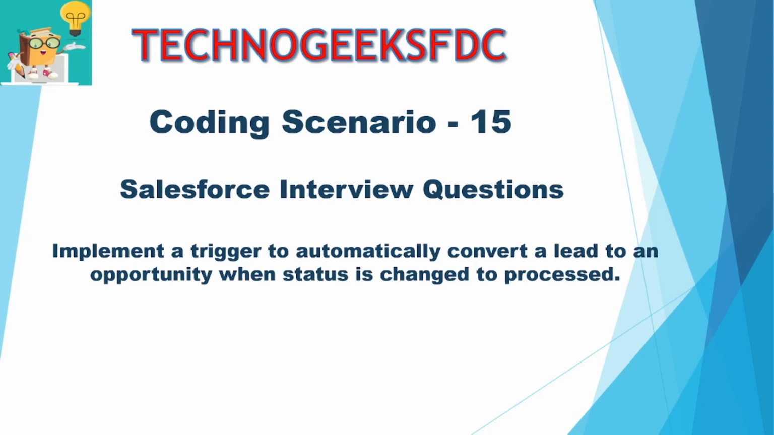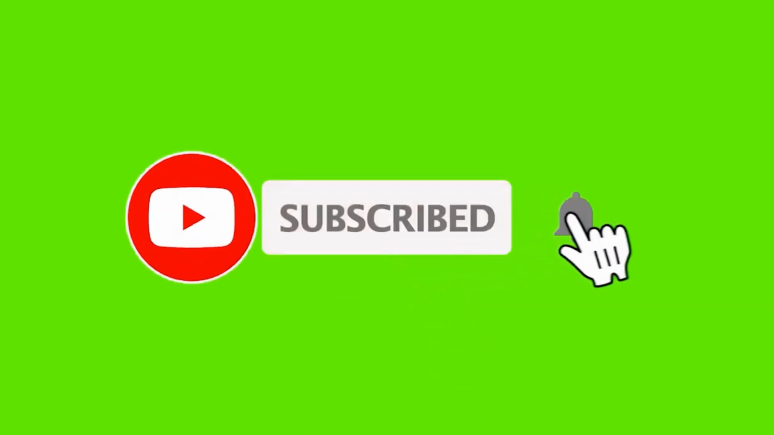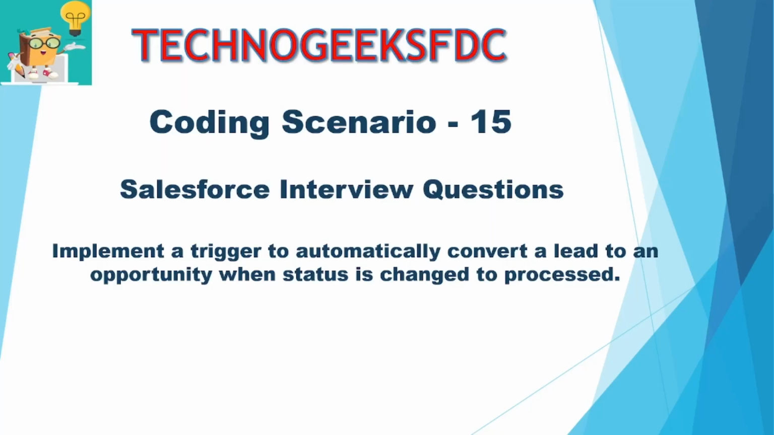So we are back with another coding scenario which is very frequently asked in Salesforce interview questions. Today's scenario is that you need to write a trigger which will automatically convert a lead to an opportunity when the status is changed to processed. Whenever a user selects the status value as processed, the lead should automatically get converted and an opportunity needs to be created, let's say with the name of lead name plus opportunity. Something like that. We need to create an opportunity from the lead. With this we will see how we are going to write the trigger for this.